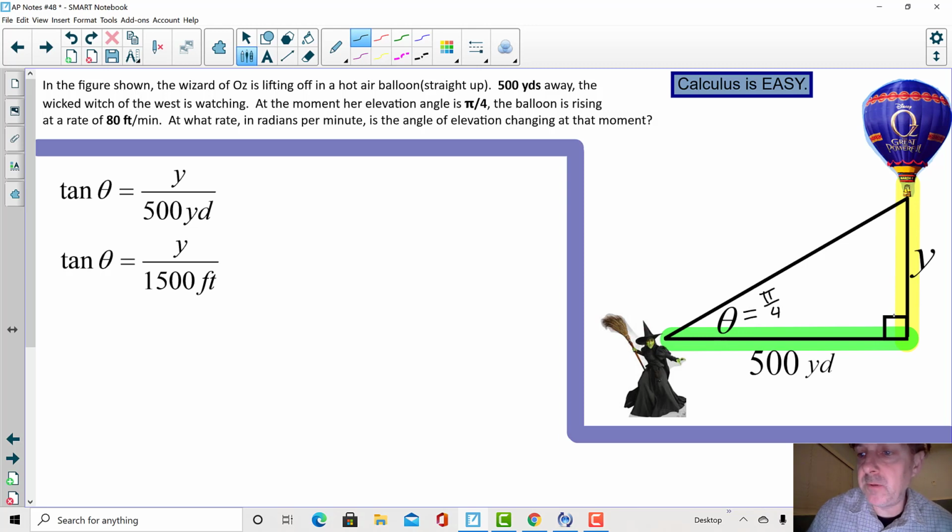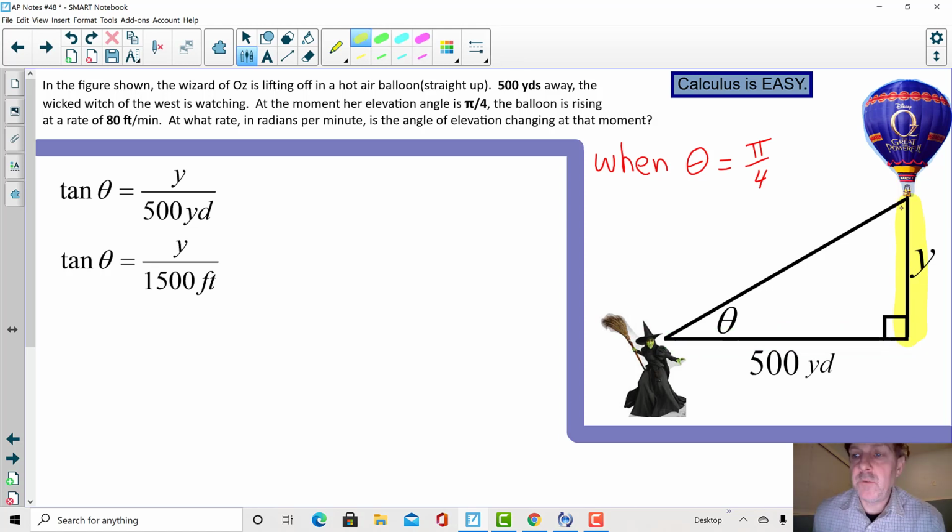Now, as the hot air balloon lifts off, that angle is constantly changing. But we want to stop at the moment when that angle is pi over 4. And when theta is pi over 4, the balloon is rising at a rate of 80 feet per second. So if the right side of that triangle is y, then when theta is pi over 4, we would say that y is changing at a rate of 80 feet per minute. So that means y prime would be 80 feet per minute.